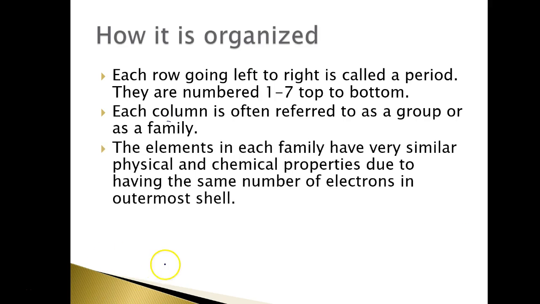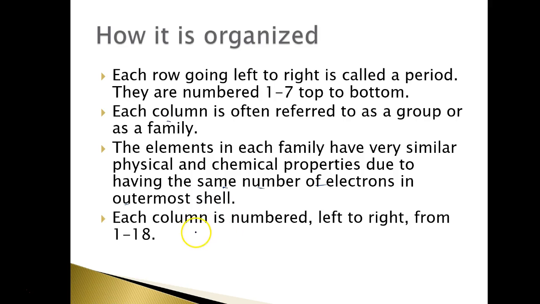The elements in each family have very similar physical and chemical properties due to the fact that they have the same number of electrons in their outside shell of the atom. And if you remember that from physical science, that's great, and if not, we'll get to it later. Each column is numbered left to right from 1 up to 18. Now, if you look on some older periodic tables, you might see some Roman numerals, but this is the official way to do it now.